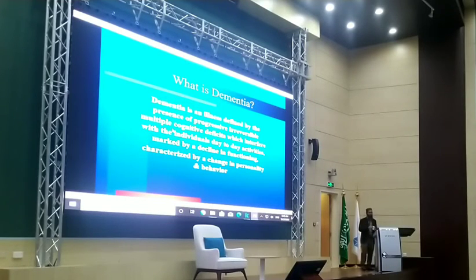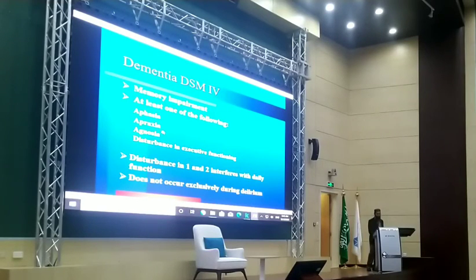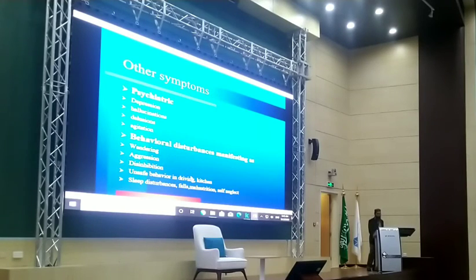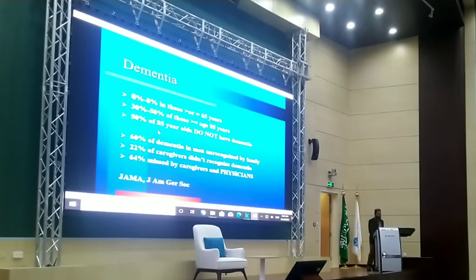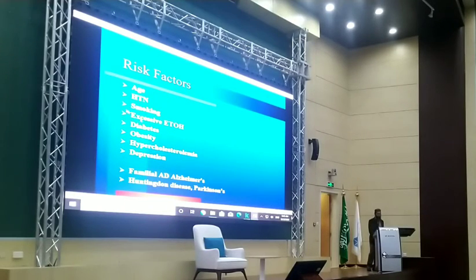So dementia, we were talking about dementia and delirium, right? Dementia is a progressive, irreversible, multiple cognitive deficit, which interferes with day-to-day activity, marked by decline in functioning, characterized by change in personality and behavior. In the DSM-4 criteria: memory impairment and at least one of the following: aphasia, apraxia, agnosia, or disturbance in executive functioning, interfering with daily activities, and it does not occur exclusively during delirium. Other symptoms can be psychiatric and behavioral problems. Risk factors we discussed.